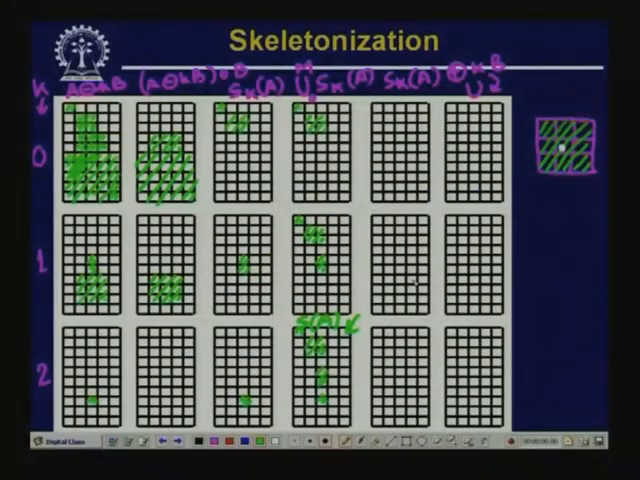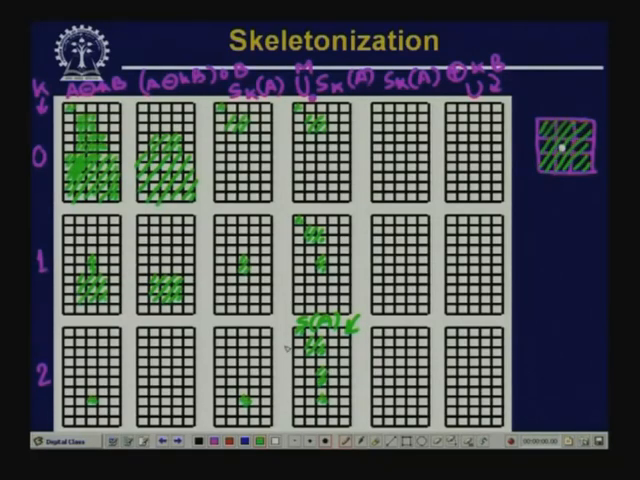Now, given these subskeletons, is it possible to find the original set A by using the reverse process? While computing the skeletons, what we have used is successive erosion. Now, in the reverse process, what we use is successive dilation. So, after defining those dilation operations as we defined earlier, we can try to reconstruct the original point set A from these subskeletons.